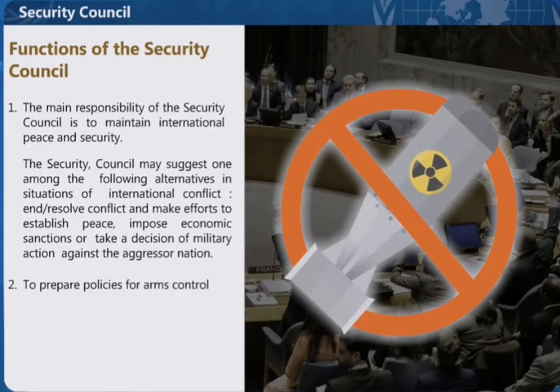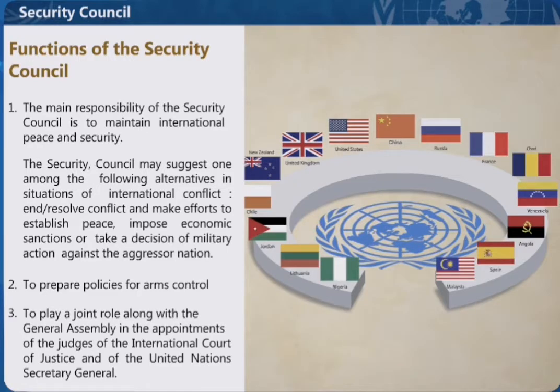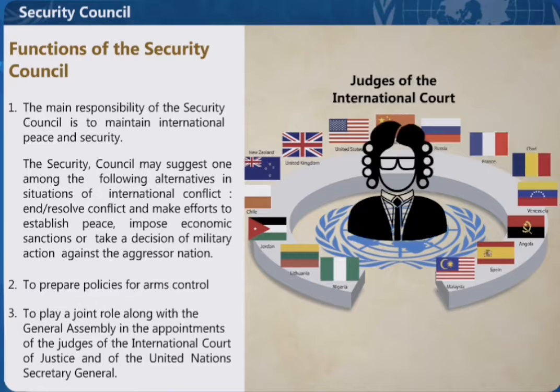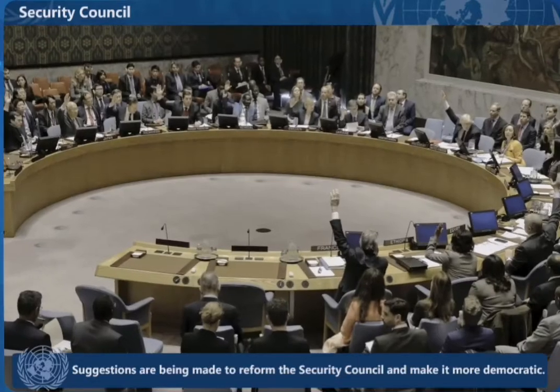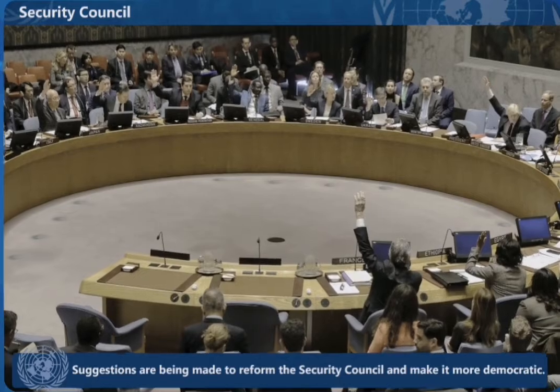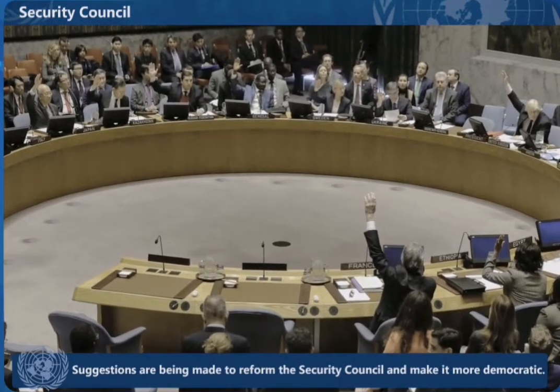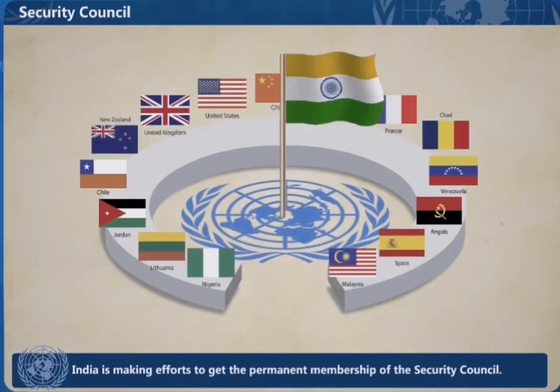2. To prepare policies for arms control. 3. To play a joint role along with the General Assembly in the appointments of the judges of the International Court of Justice and of the United Nations Secretary General. Suggestions are being made to reform the Security Council and make it more democratic. India is making efforts to get the permanent membership of the Security Council.